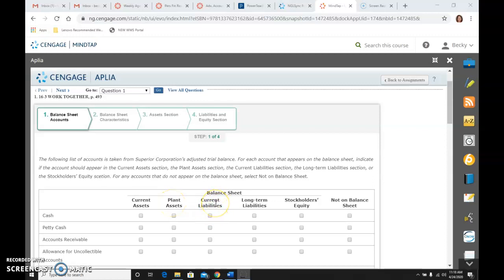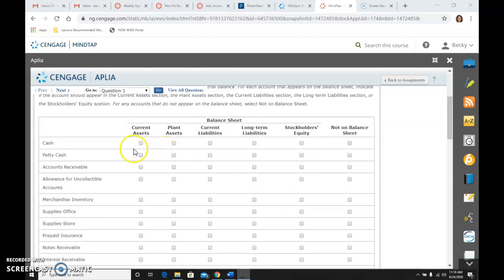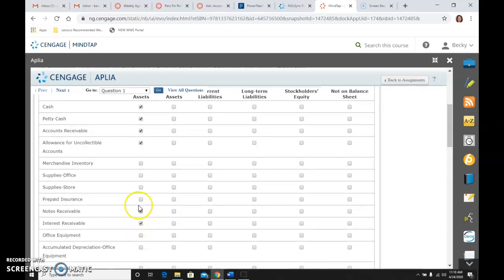Current liabilities, I would pay them within a year, and long-term greater than a year. Then equity or not on the balance sheet. So starting with cash all the way down through interest receivable, I believe, yes, is all current within a year. We can convert them to cash easily within a year. We hope to sell our inventory, collect our receivables, use our supplies, use our insurance, collect any of these notes that are 60, 90 days. So those are current assets.